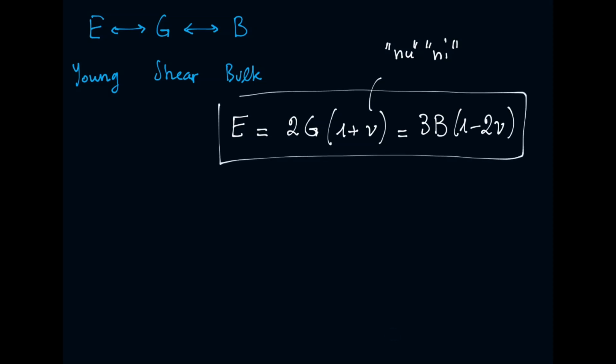So, there's obviously a new name for this nu, which is called Poisson's ratio. And Poisson's ratio tells you it's a dimensionless number.